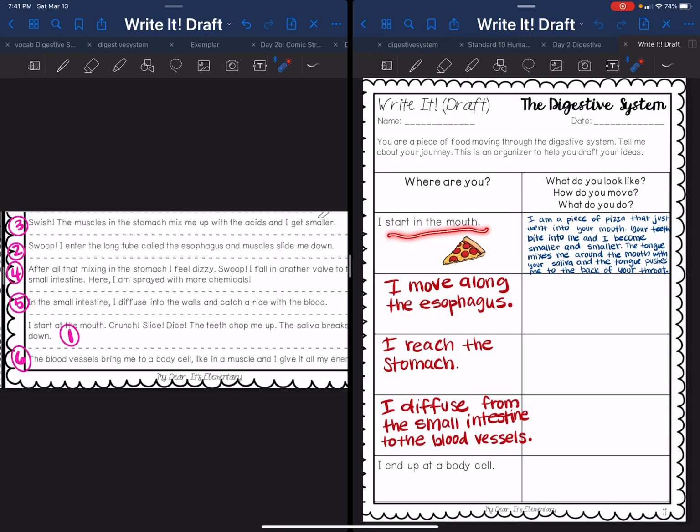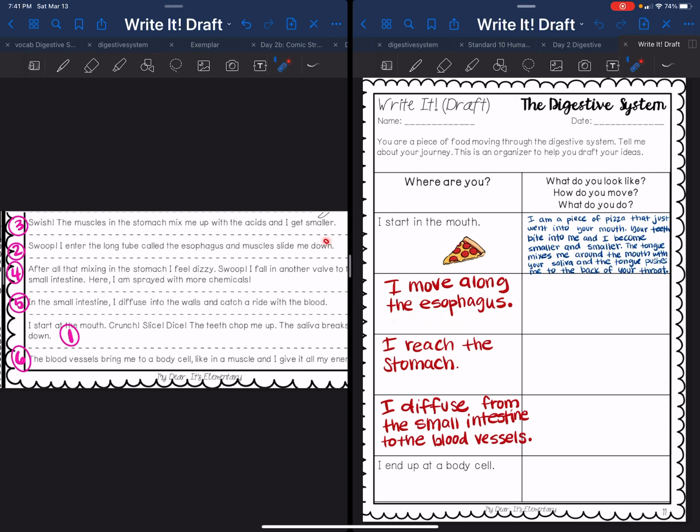Okay, so I start in the mouth. Here's my pizza. I start in the mouth. So you see over here it says I started in the mouth. Crunch, slice, dice, the teeth chop me up, saliva breaks me down. And what did I write? I am a piece of pizza that just went into your mouth. Your teeth bite into me and I become smaller and smaller. The tongue mixes me around the mouth with your saliva, and the tongue pushes me to the back of your throat. And then I move along the esophagus.